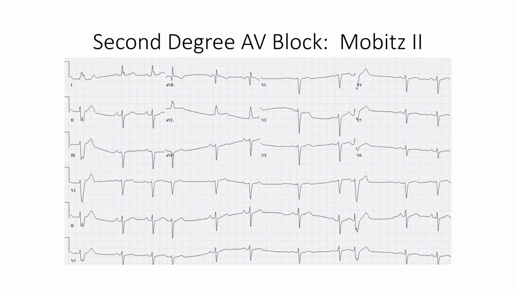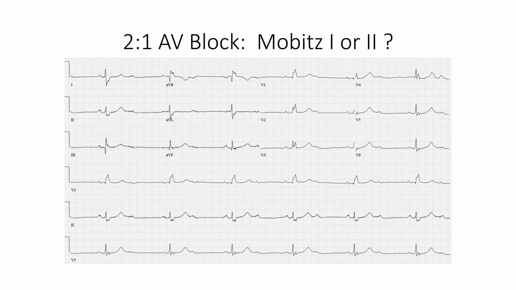So again, to be clear on terminology, we call this second degree AV block because there are intermittently dropped QRS beats. And we call this Mobitz 2 second degree AV block because of the fixed PR interval leading up to and then after the block, which signifies more severe block that may need a pacemaker.